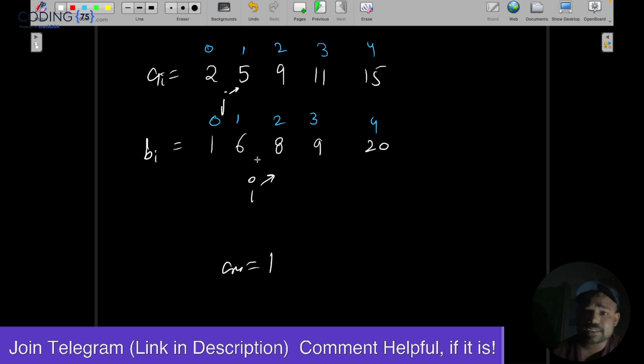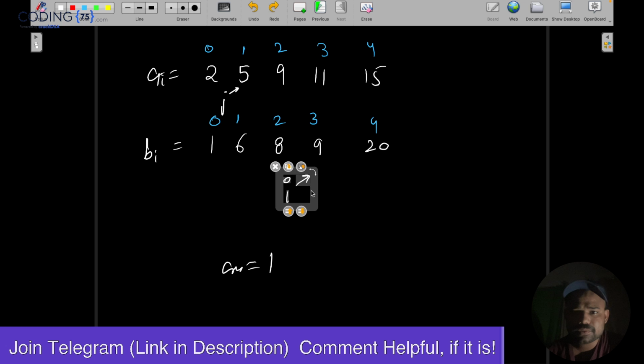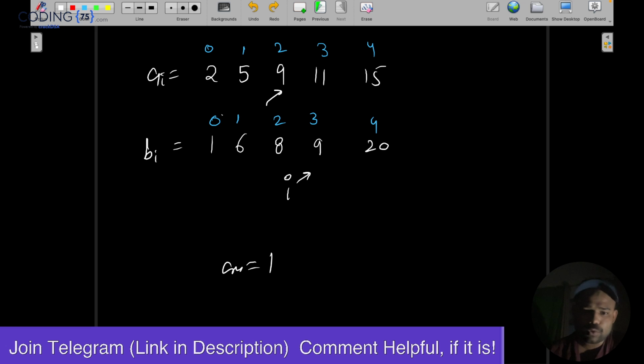For 8, it will search for a smaller number. And okay, 5 is there. 5 is a number which is less than 8. This is also fine. Let's move forward. Now you will search for a number which is less than or equal to 9. Okay. So you will see here, yes, 9 is a number which is less than or equal to 9. Okay, cool. Now you will search for a number which is less than or equal to 20. And you can see that j is there.